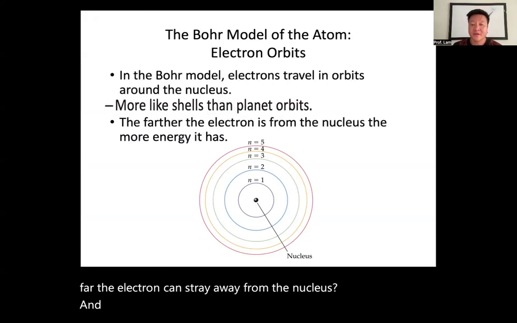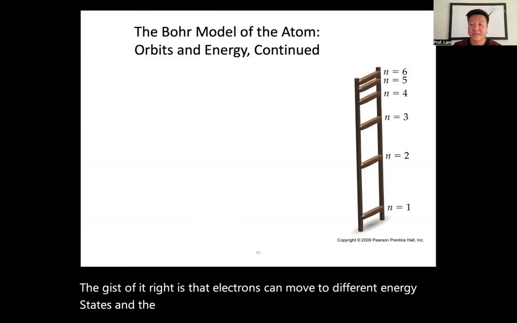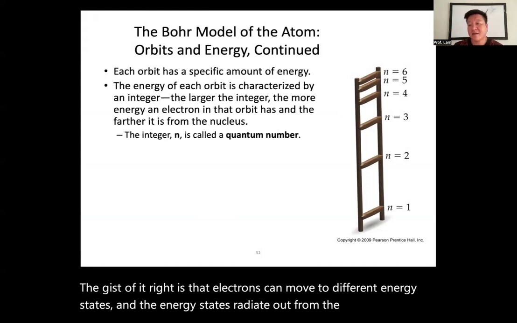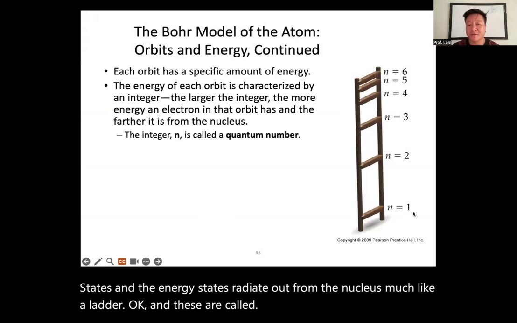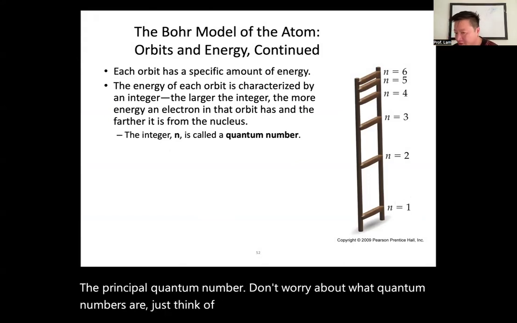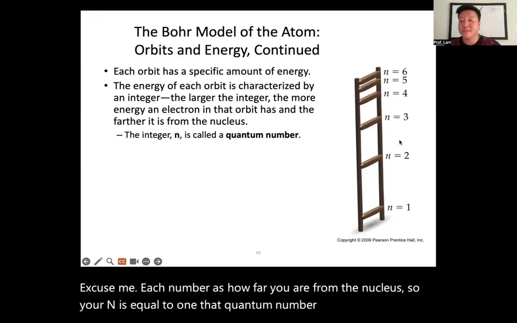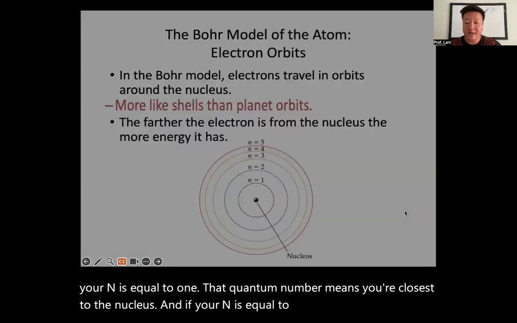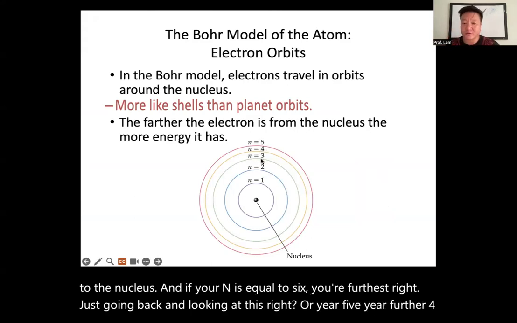And so the gist of it, right, is that electrons can move to different energy states. And the energy states radiate out from the nucleus, much like a ladder, okay? And these are called the principal quantum number. Don't worry about what quantum numbers are. Just think of each number as how far you are from the nucleus. So if your n is equal to 1, that quantum number means you're closest to the nucleus. And if your n is equal to 6, you're furthest, right? Just going back and looking at this, right? Or if you're 5, you're further. 4 is you're closer to the nucleus, okay?